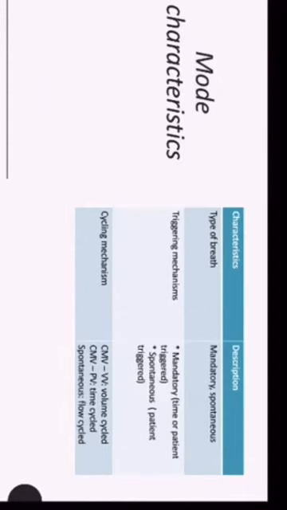Mode characteristics. There are three characteristics we have to know. First, the type of breath: mandatory and/or spontaneous, as we said before. Triggering mechanism: with the mandatory phase, it will be time or patient triggered. With spontaneous, patient triggered. Cycling mechanism: with SIMV volume ventilation, it is volume cycled. If the volume delivered is reached, it will end and start exhalation. With SIMV pressure ventilation, it is time cycled, and spontaneous breaths will be flow cycled.